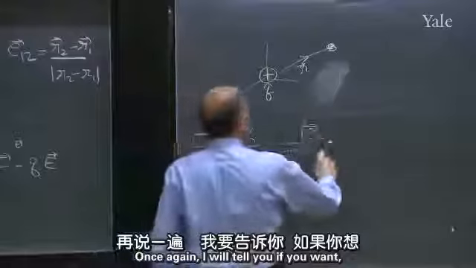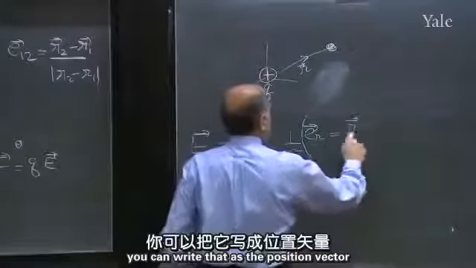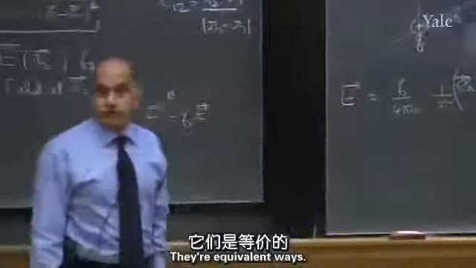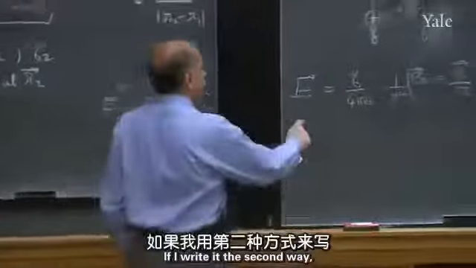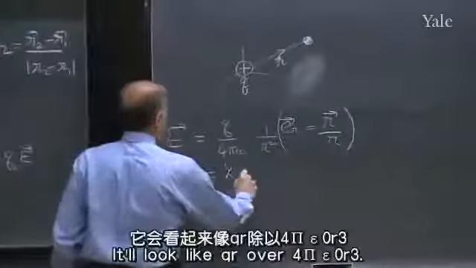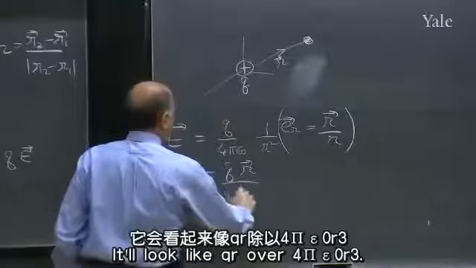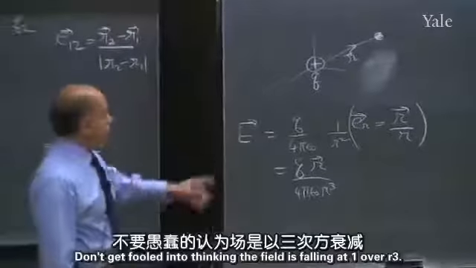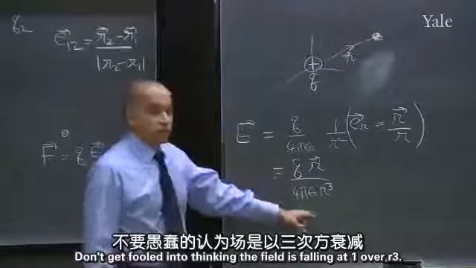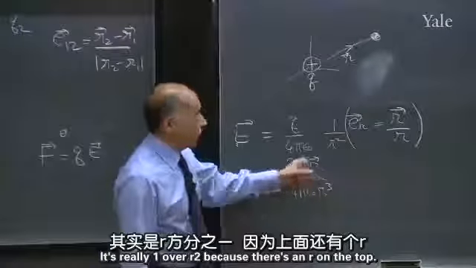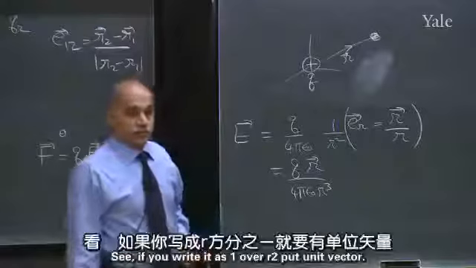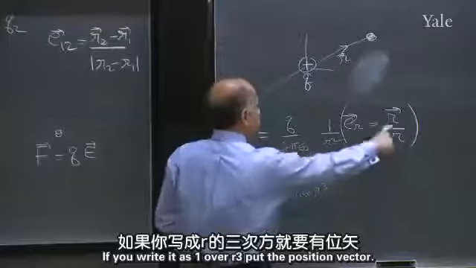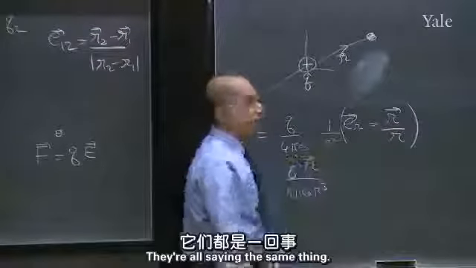Once again, I will tell you, if you want, you can write that as the position vector divided by the length of the position vector. They're equivalent ways. If I write it the second way, you've got to be a little careful. It will look like q r over 4 pi epsilon 0 r cubed. Don't get fooled into thinking the field is falling at 1 over r cubed. It's really 1 over r squared because there's an r on the top. So if you write it as 1 over r squared, put a unit vector. If you write it as 1 over r cubed, put the position vector. They're all saying the same thing.